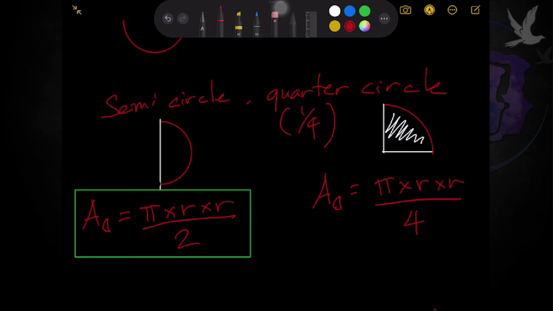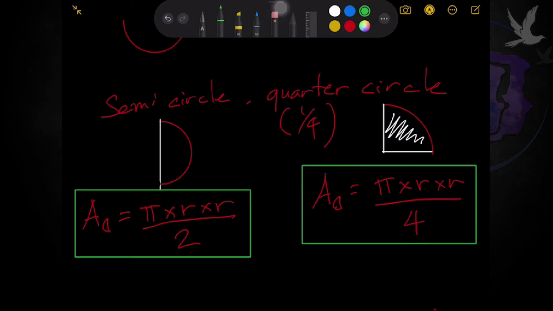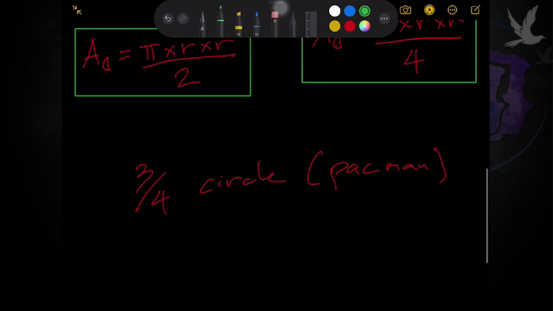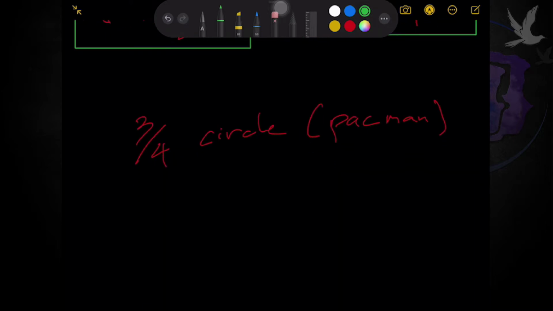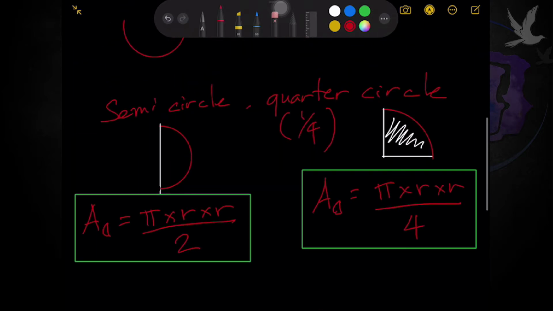Ganun lang. Kasi ni-divide natin ang semicircle, we divided it by 2. Ang quarter circle naman, we divide it by 4. So, solving for the area of a semicircle, we just divide it by 2. And solving for the area of a quarter circle, you just divide it by 4. Ngayon naman, pagdating sa Pacman, 3/4 circle, which means out of 4 parts, we take 3. Anong ibig sabihin yan? Kasi kanina, out of 4 parts dito sa quarter circle, we only took 1.